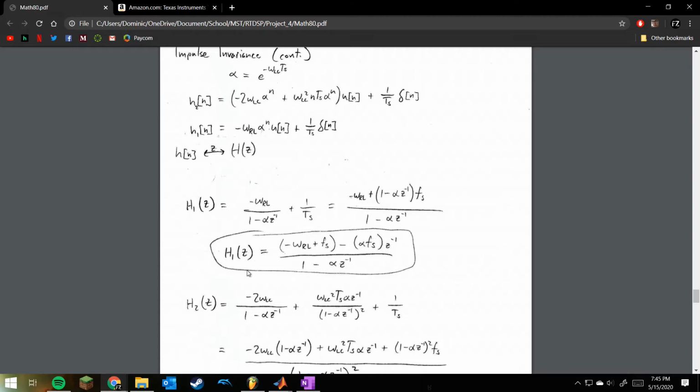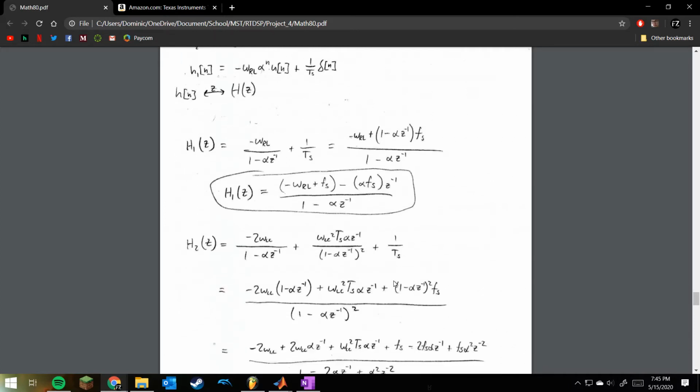We end up with this. I think we had to multiply top and bottom of this 1 over Ts by 1 minus alpha z inverse, which you can see here. And instead of doing Ts, I just did fs. And so there we go.